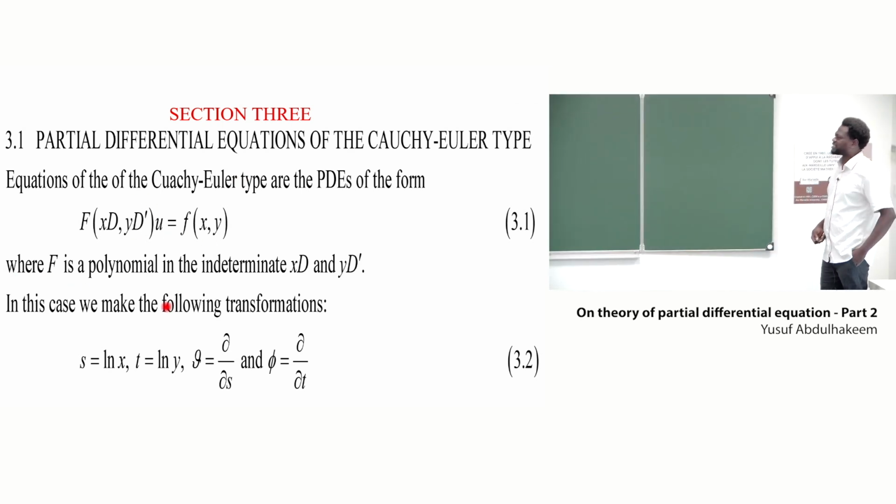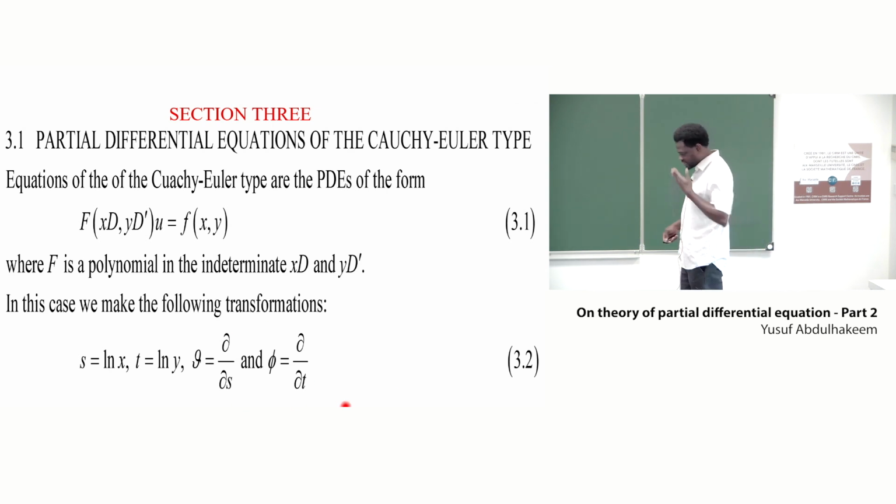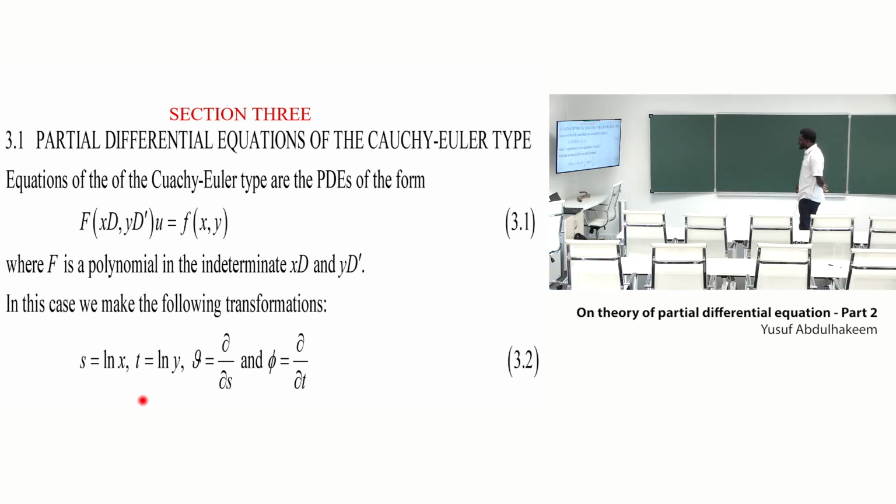And how do we do that? Where f is a polynomial in the indeterminates xD and yD prime, we make the following transformation. We take s to be equal to ln x, t to be equal to ln y, and then we take theta to be our d/ds, and we take phi to be our d/dt.